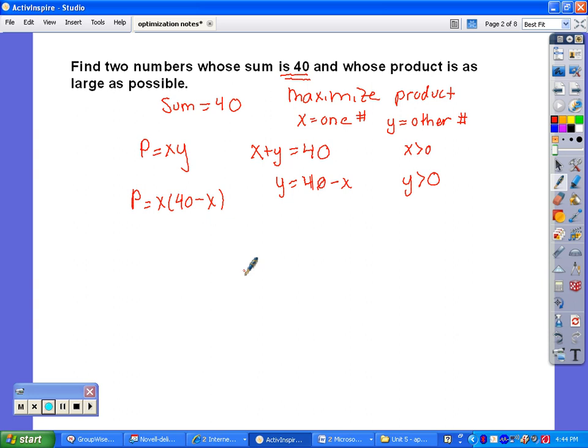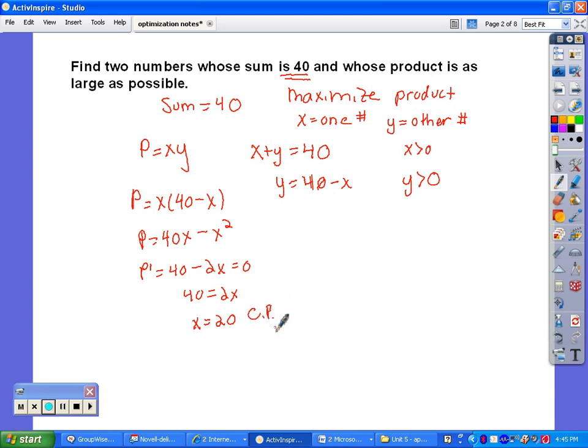Then step 5 says find the critical points and endpoints, and find where the derivative is 0 and fails to exist, because that's what critical points mean. The easy thing to do is always multiply these problems out if possible, because then I don't have to use the product rule. So I'm going to take the derivative, which is 40 minus 2x. I'm going to set it equal to 0 and then solve for x. If I solve that, I get x is 20, and that's the only critical point we have.